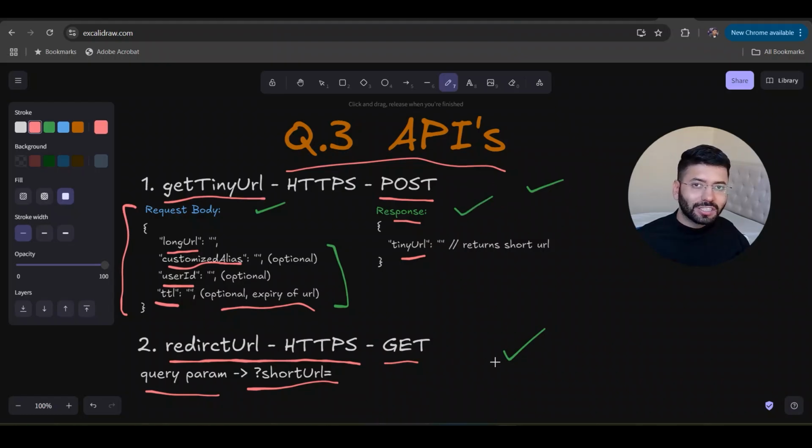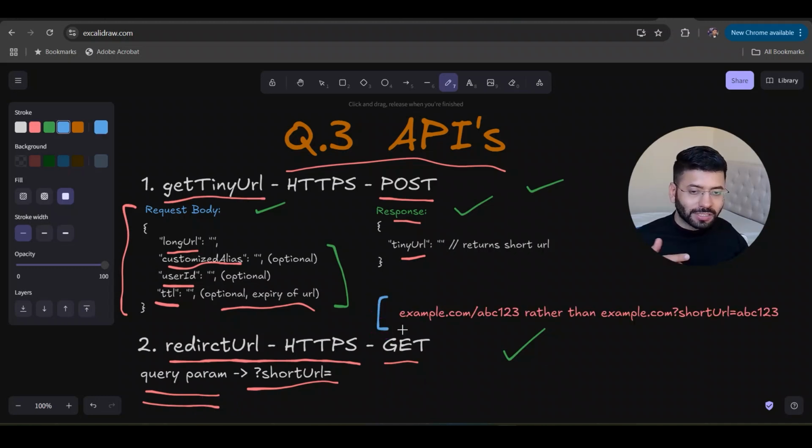Now one minor suggestion that I received on my answer was that instead of making short URL a query param in the GET API, I could use it as a path parameter. So this is an example for the same. When I say the query parameter, I would use it something like this. I would put a question mark and then say short URL equal to, and then provide my short URL. So this is the query parameter way which I suggested, but the feedback that I received was that instead of making it a query param, I should use it as a path param.